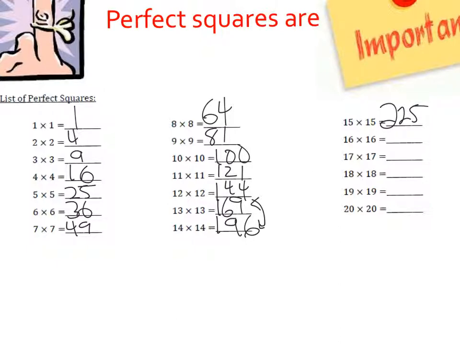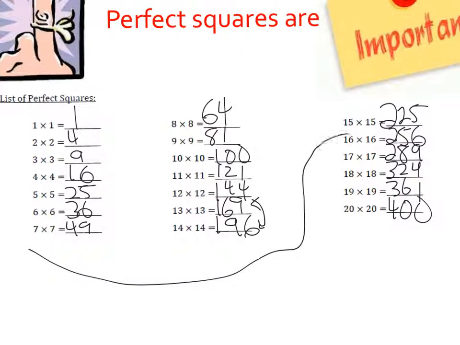16 squared is going to be 256. 17 squared is going to be 289. 18 squared is going to be 324. 19 squared is going to be 361. 20 squared is going to be 400. I expect you guys to at least know 1 to 15 off the top of your heads. That should be what you're recognizing.